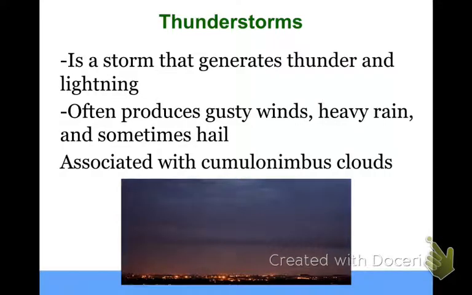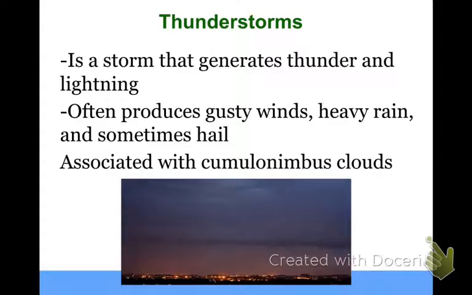Thunderstorms often produce gusty winds. All that means is strong winds. So you can have a very strong gust of wind just blow through, and then it can calm down, and then all of a sudden you can have another strong gust of wind. And these really strong winds, depending how strong the storm is, can tear down trees, they can tear down power lines, and all sorts of stuff like that.